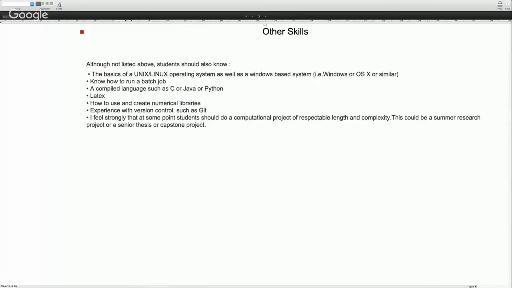And this could be a summer research project. It could be a project in a computational physics course. It could be a senior thesis or whatever. But at some point, I really believe that students learn a lot by doing that sort of thing. And we're shortchanging them if we let them out without requiring it. And I particularly think that an oral presentation is important, as most of my students are not very good at that the first time.